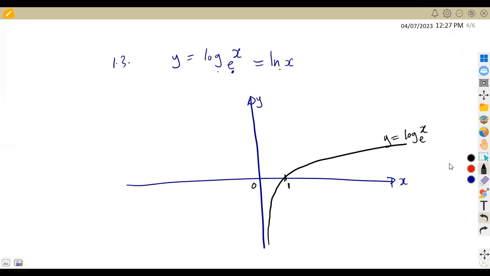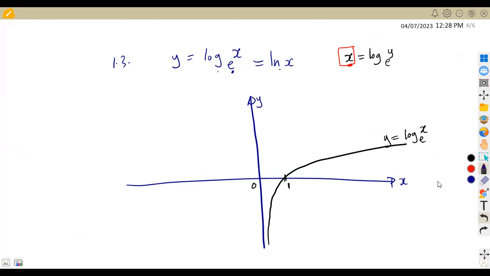We move on to the second graph. The second graph was x is equal to the logarithm of y in base e. If you check, it's given in terms of x, which is very difficult for us to sketch a graph when x is the subject. So let us make y the subject.